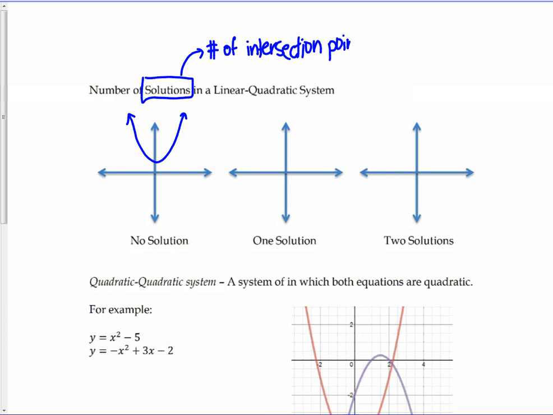How do we know if a line is linear? Or the exponent is what? 1. The exponent on the variable, or on x, because we're always dealing with y as the exponent of 1, is 1. And how do we know something is a quadratic? Yeah, the exponent on x, it's a parabola, is 2. It's a degree 2 function, right?